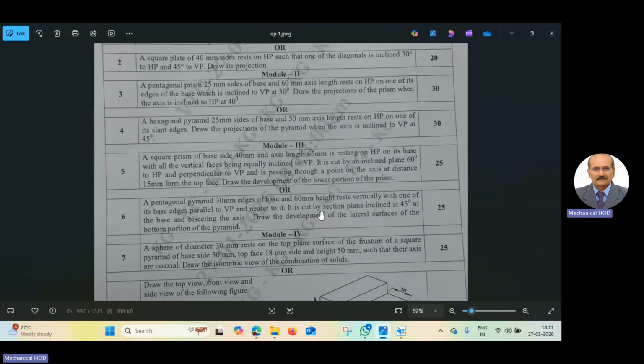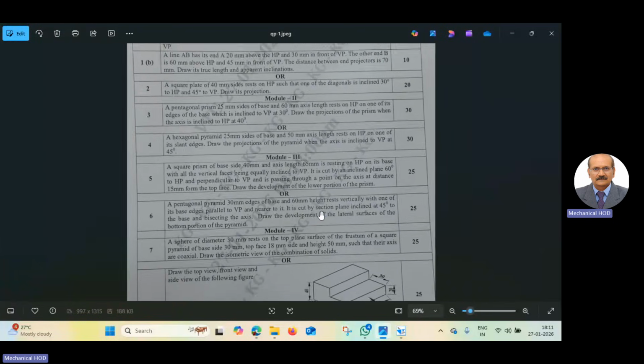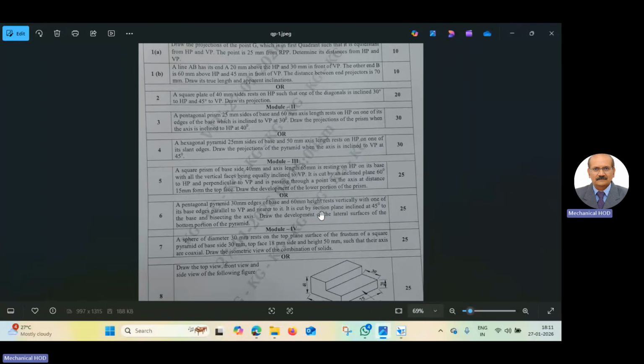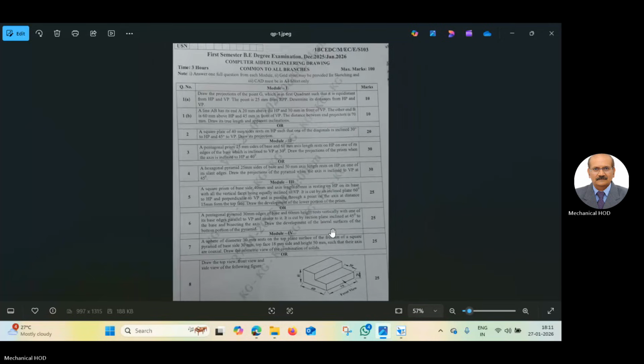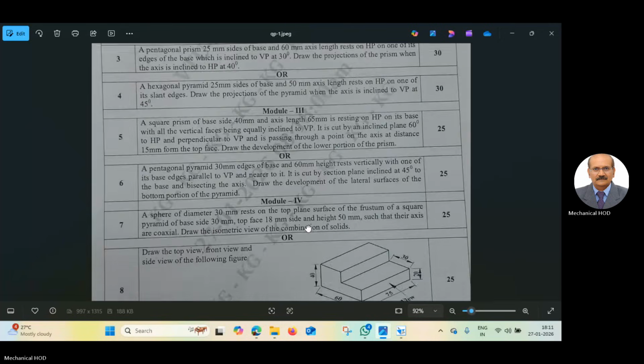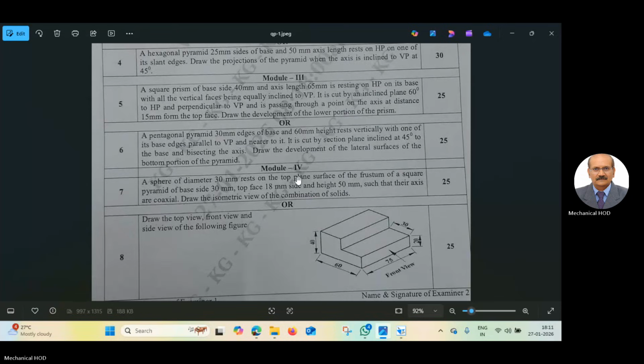So today, this is the question paper issued by VTU, that is 27th January for the morning batch, 8:30 to 11:30 batch. In this, I want to solve this question. Question number 8: draw the top view, front view, and side view of the following figure. Means an isometric view is given of the machine component. We have to draw the top view, front view, side view for this.